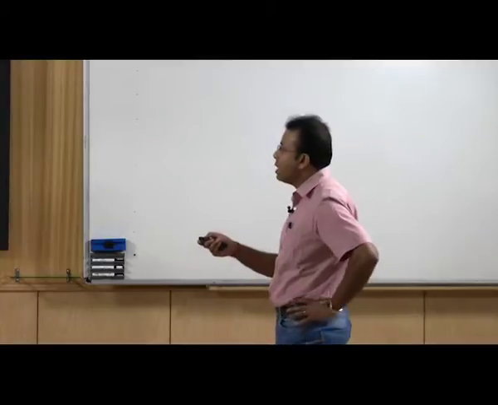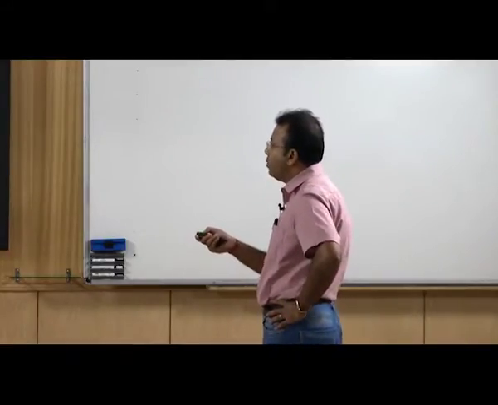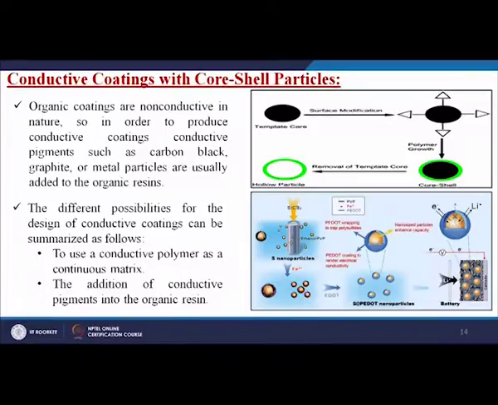In this particular case, some kind of organic coatings are non-conductive in nature. So in order to produce conductive coatings, generally we use some carbonaceous materials in terms of carbon black, graphite, or some kind of metal particles usually added to the organic resins. The different possibilities for the design of conducting coatings can be summarized as follows: to use a conductive polymer as a continuous matrix, and the addition of conducting pigments into the organic resins.